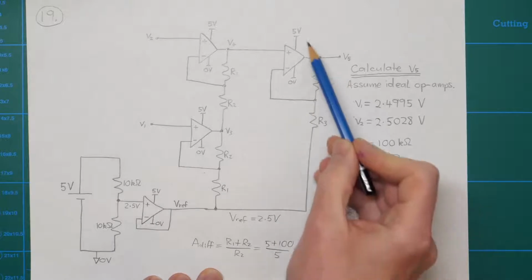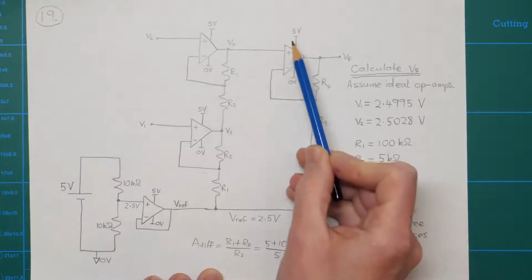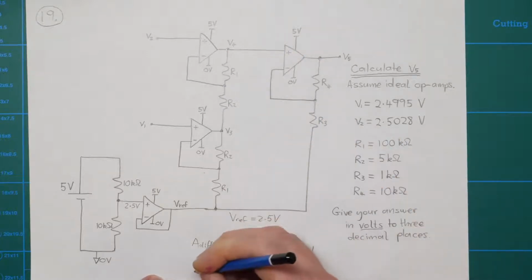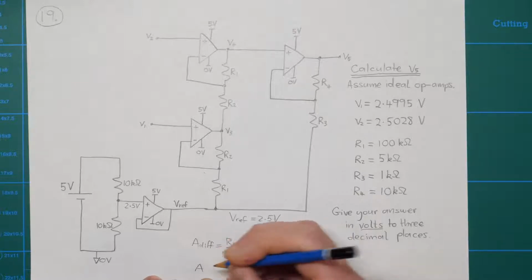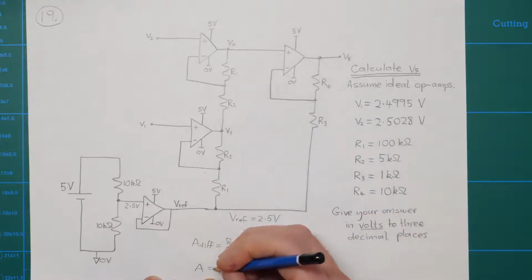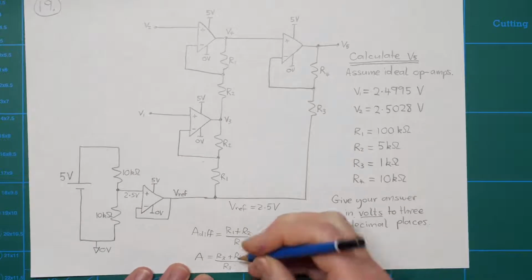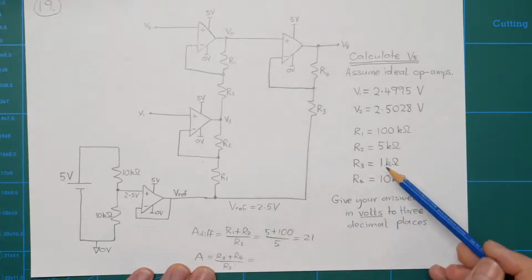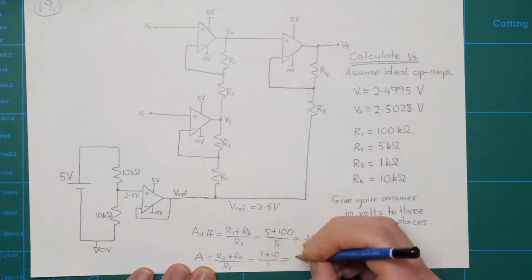And then there's also the gain of this second part of the circuit. The output of our in amp goes into this non-inverting amplifier here. So the gain of that part, I'll just call it A. A is equal to R3 plus R4 over R3. So that is equal to 1k plus 10k over 1k. So it's 1 plus 10 over 1, which is 11.